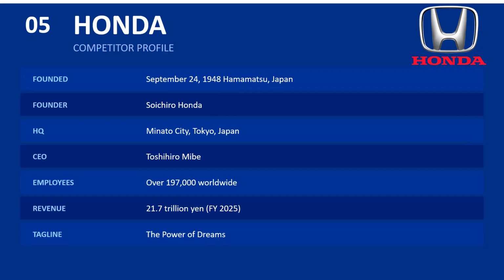In its fiscal year 2025, Honda reported a revenue of approximately 21.7 trillion Japanese yen, which translates to roughly 140 billion US dollars. A very strong figure, though significantly below Toyota's 274 billion. Honda's brand tagline is The Power of Dreams, a nod to their heritage as an engineering-first, innovation-driven company. And they live up to it, honestly.